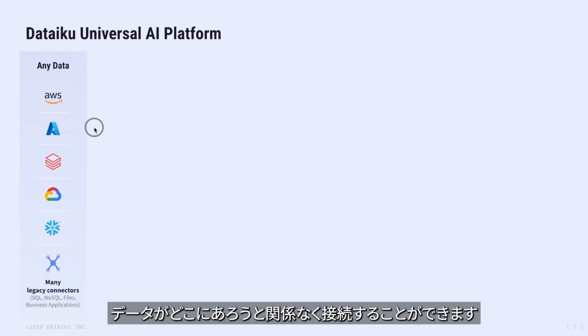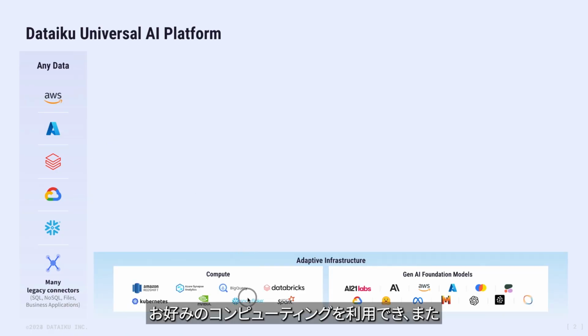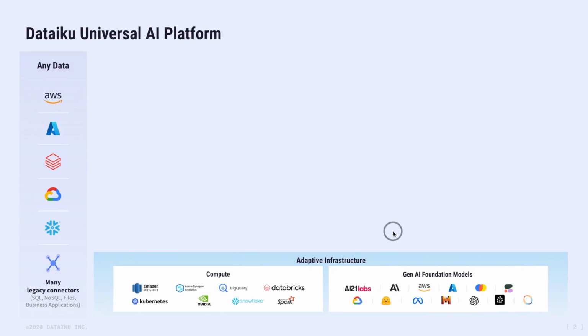First off, what is Dataiku? Dataiku is a universal AI platform that lets enterprises connect to their data wherever it lives, use whatever compute they would like, and also connect to a variety of foundational large language models.